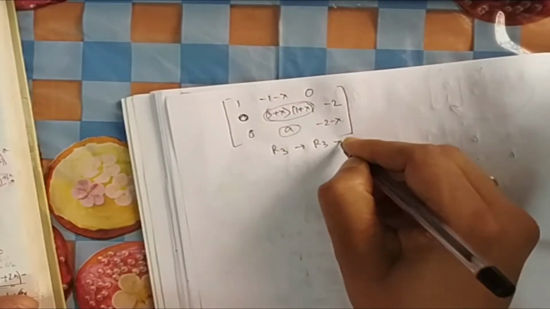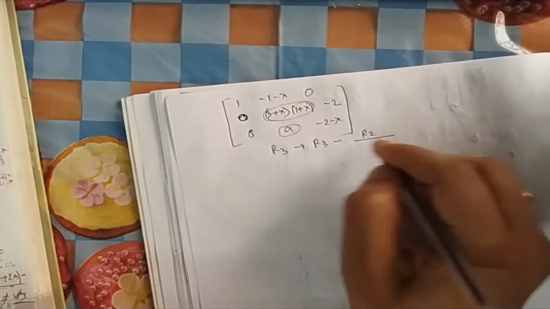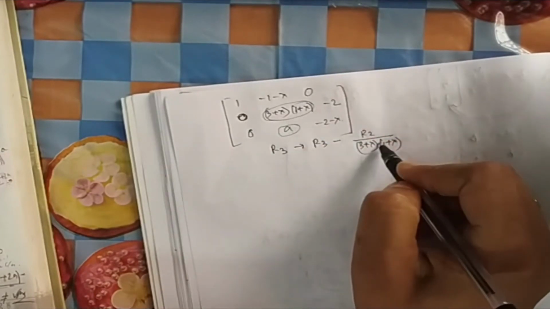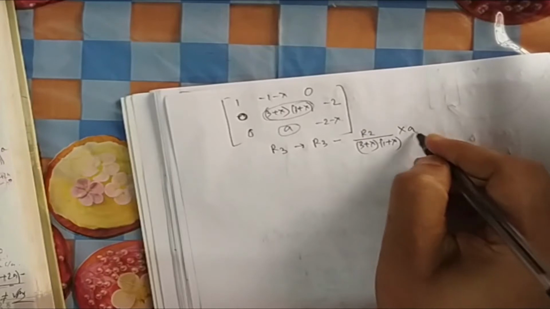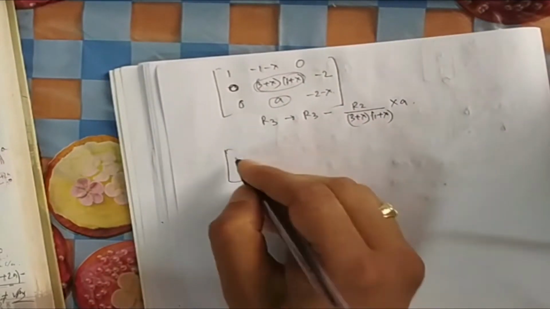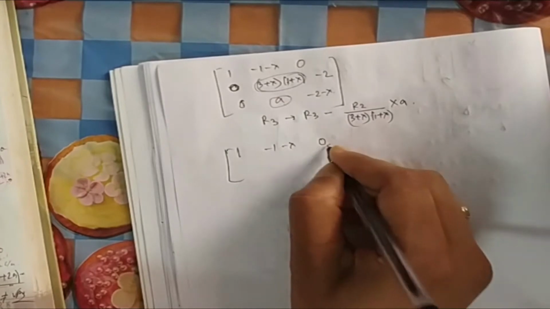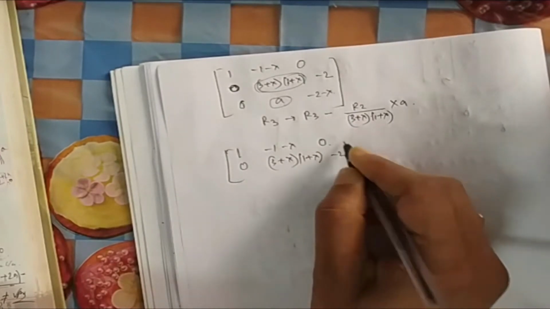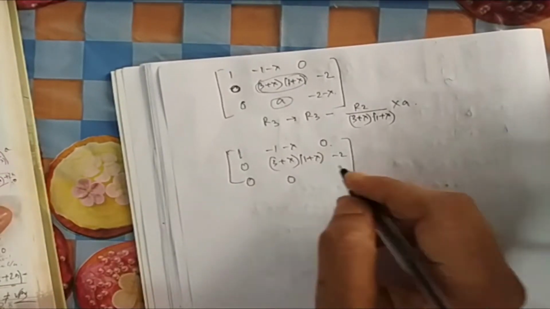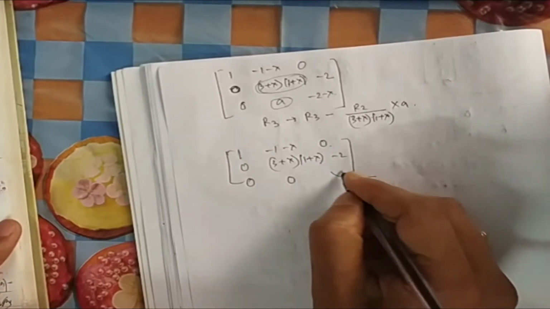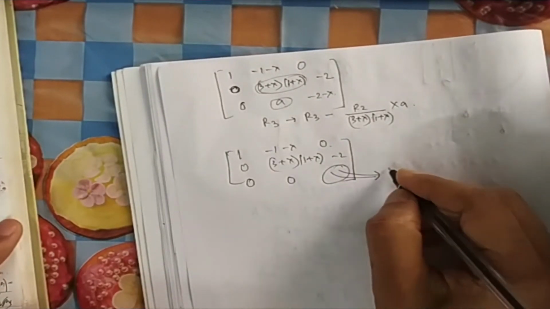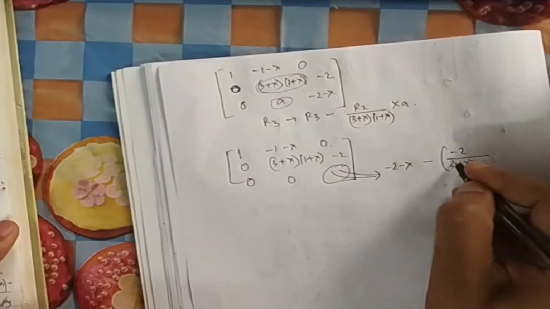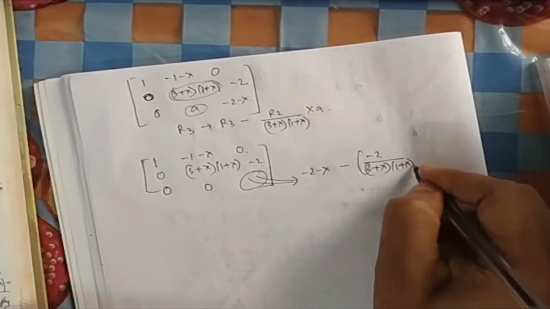So R3 will be replaced by R3 minus R2. This is my R2, so you have to divide it by (3 plus lambda)(1 plus lambda). Once you divide, this becomes 1, but you need to make it a, so multiply by a. So once you do this, it will be 0, (3 plus lambda)(1 plus lambda), then minus 2, 0, 0. Then I am writing this portion here: it will be minus 2 minus lambda minus 2 by (3 plus lambda)(1 plus lambda) into a.